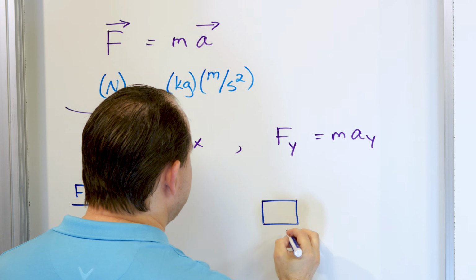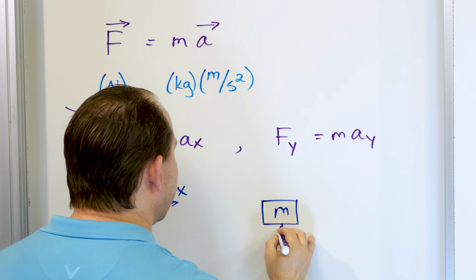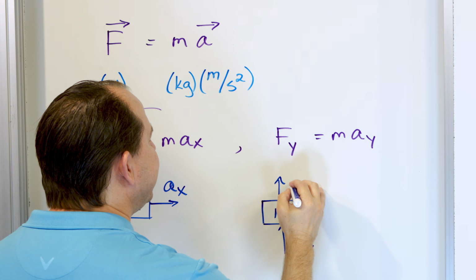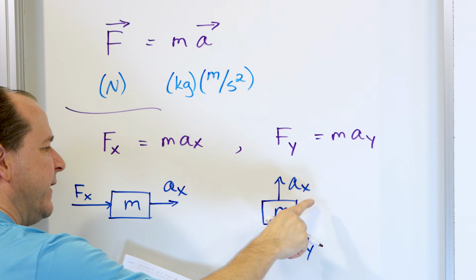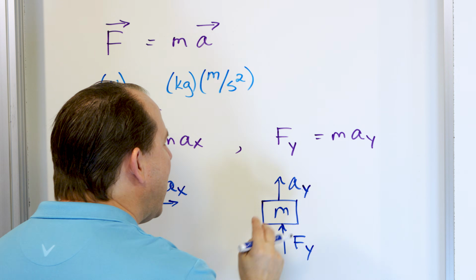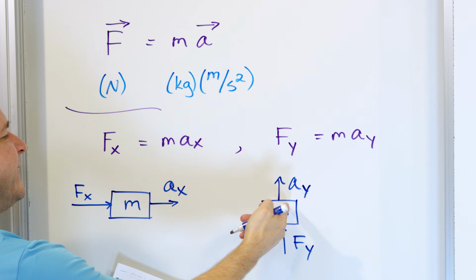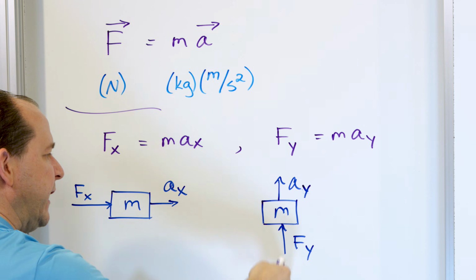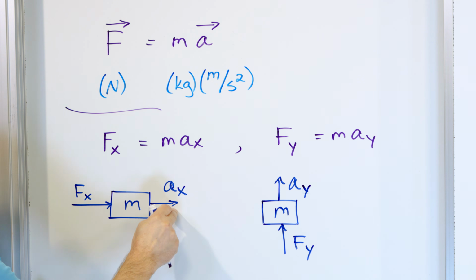What happens if I have a block and I push upward in the y direction? Well, what it's telling me is that the acceleration, a sub y, is going to happen in the y direction. So the force is equal to mass times acceleration in the y direction, and the force and the acceleration are lined up in the same direction. The force and the acceleration in the x direction are lined up in the same way.